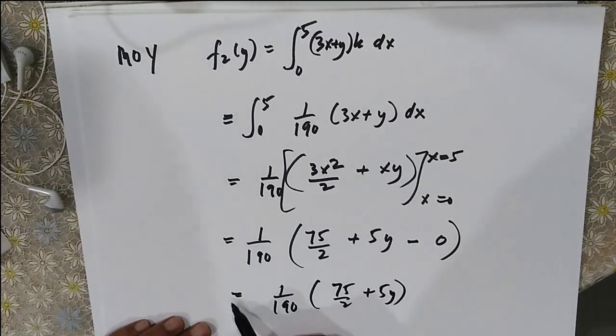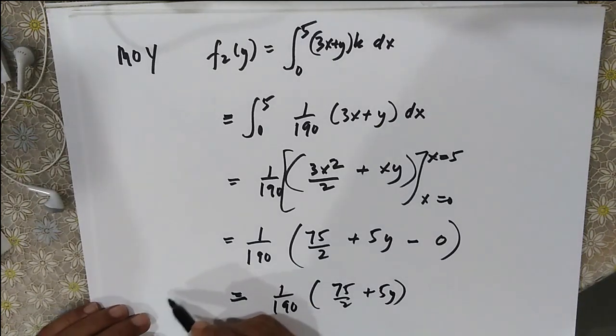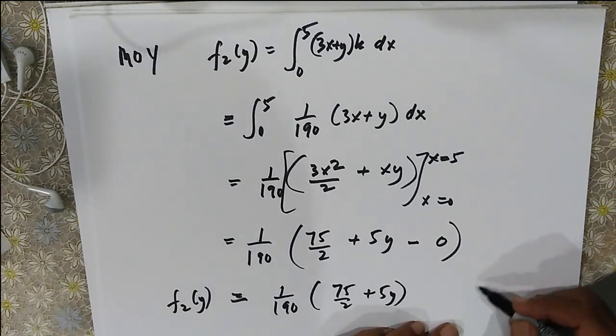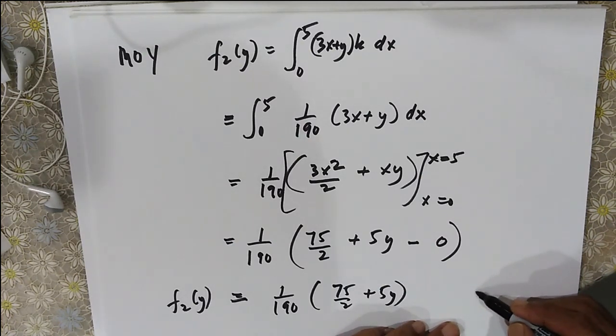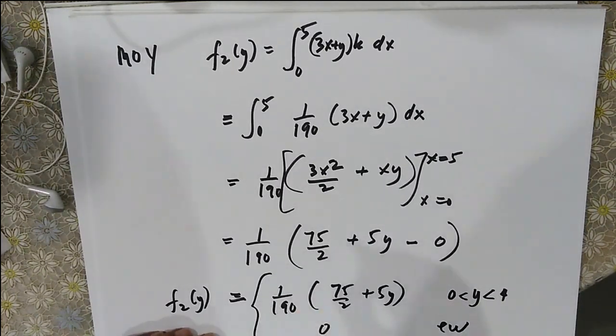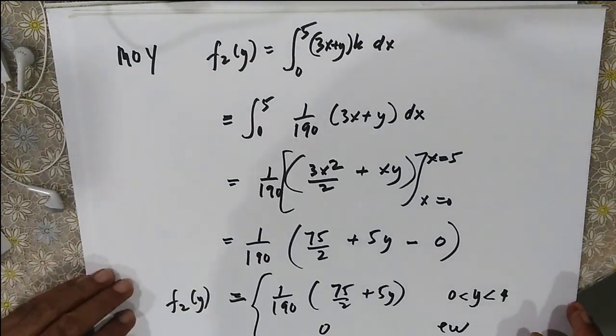Then you can put here the marginal of y, f sub 2 of y, is equal to this function. Because we are calculating the marginal function of y, the limit here is y between 0 and 4, and 0 elsewhere. This is how you write the new function, the marginal of y.